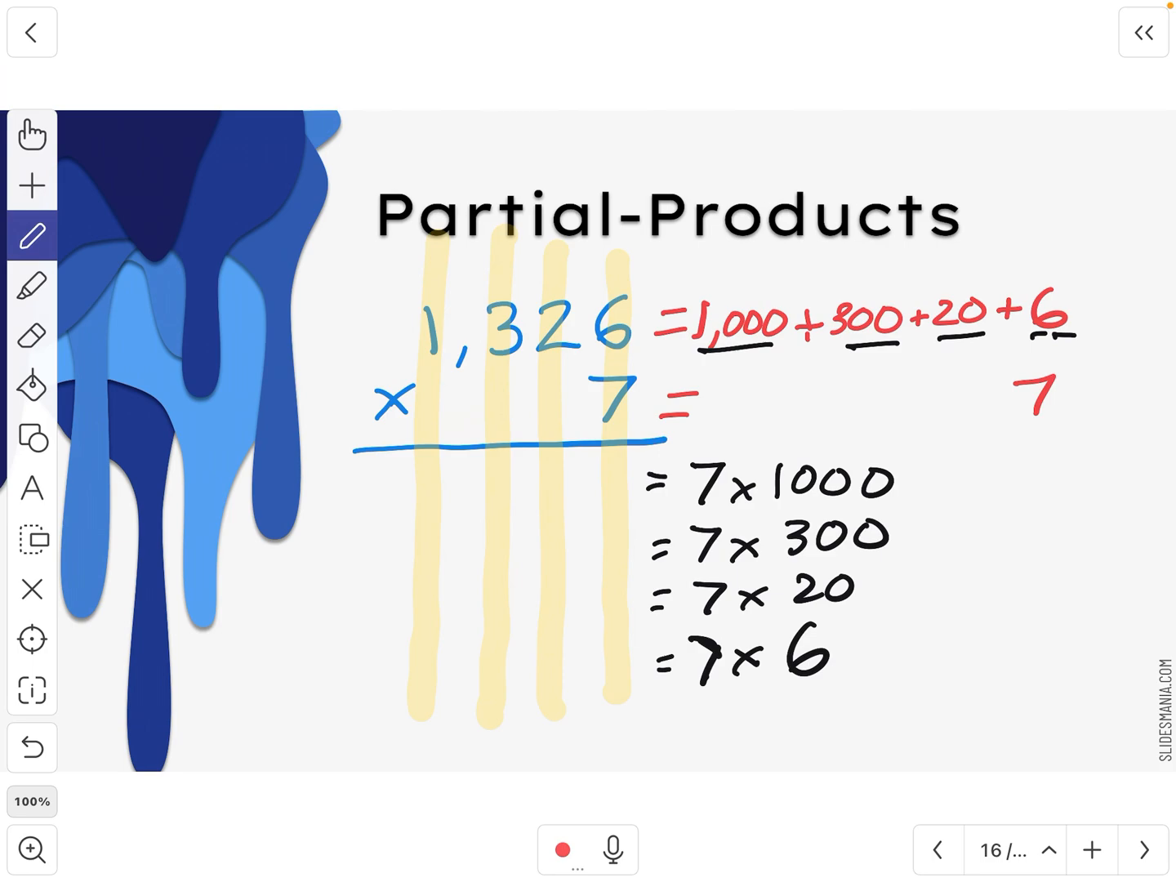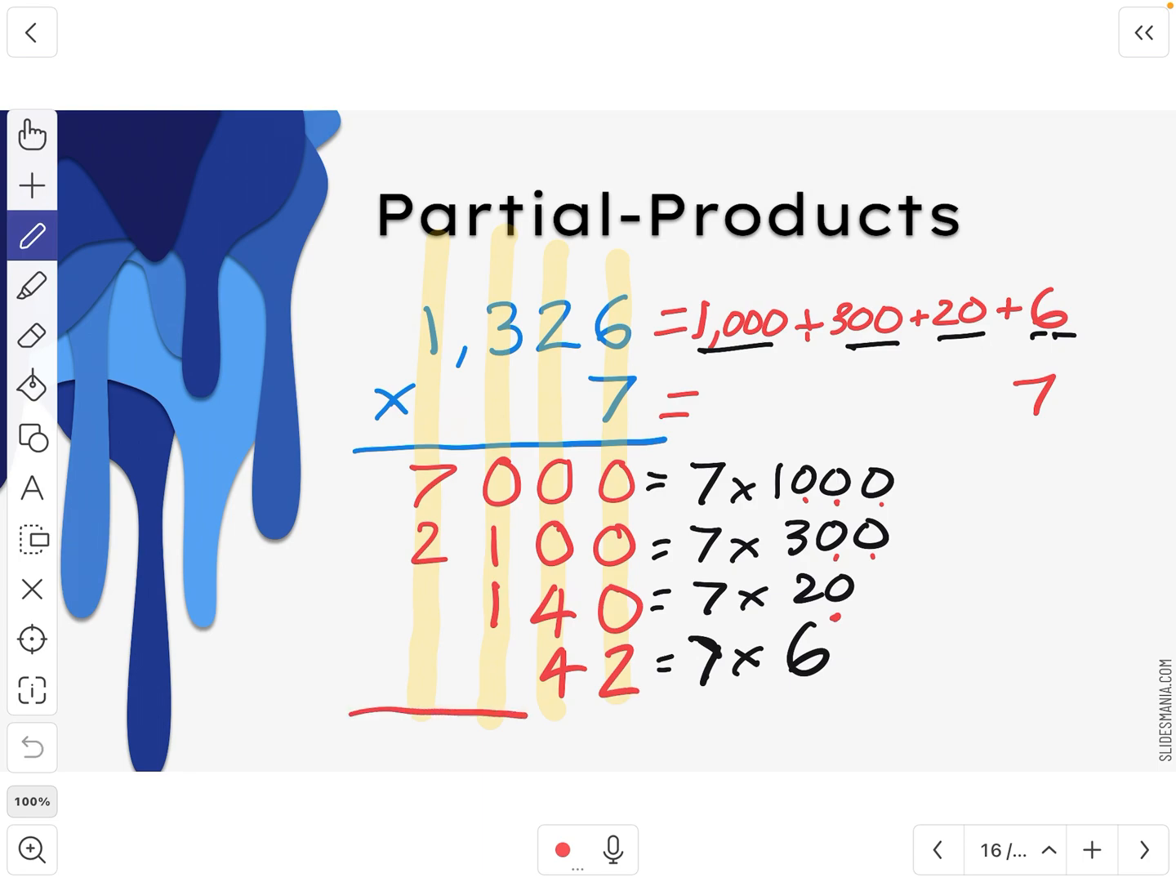Let's start at the top. 7 times 1,000, well, we have 1, 2, 3 zeros. I like to load the zeros first. Make sure we get everything lined up. Then 1 times 7 is 7. The next one, let's load those zeros first. How many? You got it. 2. What do I put here? 21? You got it. How about the next one? 1, 0. What's 7 times 2? You beat me to it. 14. And then 7 times 6?